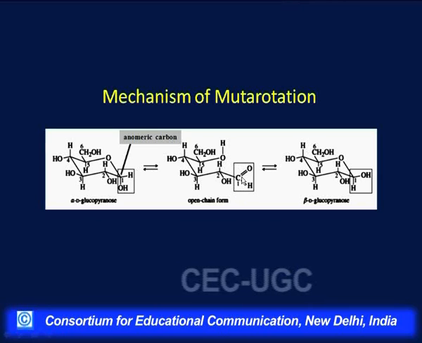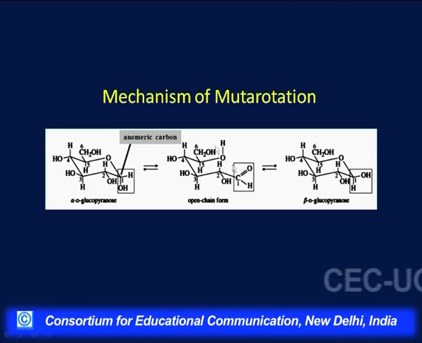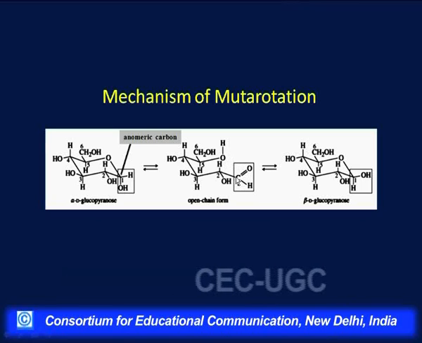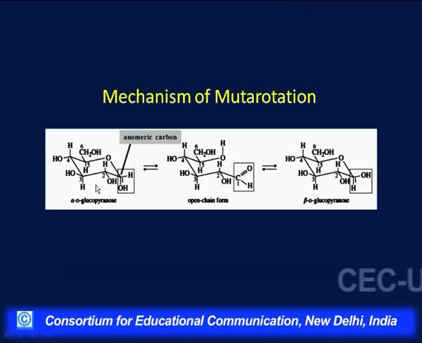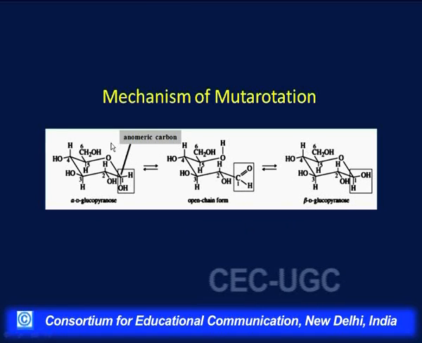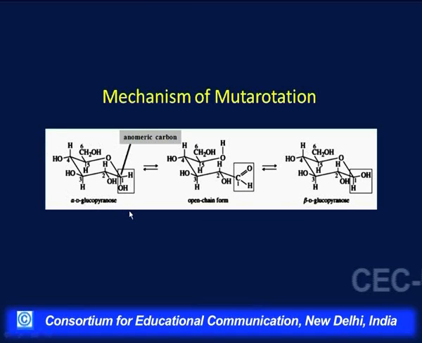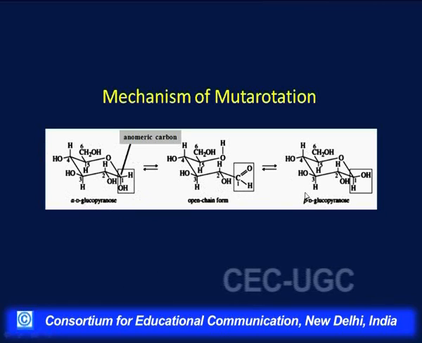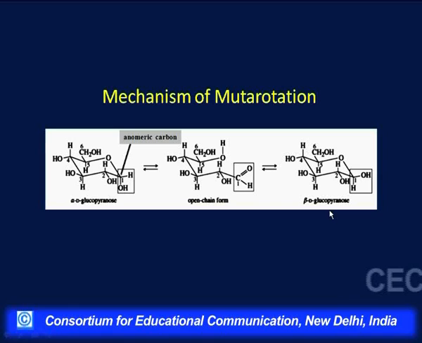Now, this hydroxyl can attack again on this aldehyde group to form the cyclic structure. This is the planar part. When it attacks, it can attack from the same side to give back the alpha anomer, or it may attack from the opposite side to give us the beta anomer. So, when we take the solution of alpha anomer, which is large in quantity, every time this ring opens and closes, the concentration of beta anomer will be increasing. The same thing will happen if we start with the solution of beta anomer.